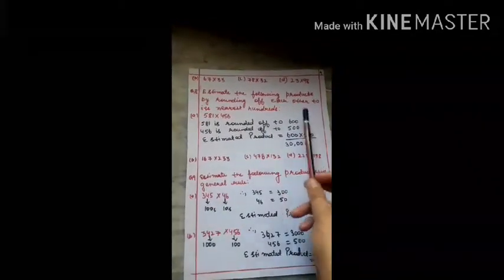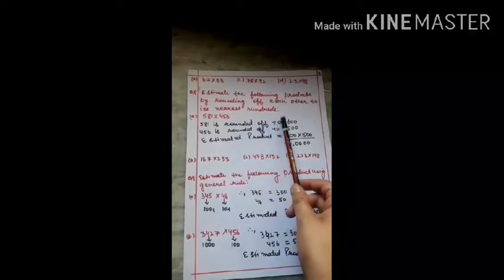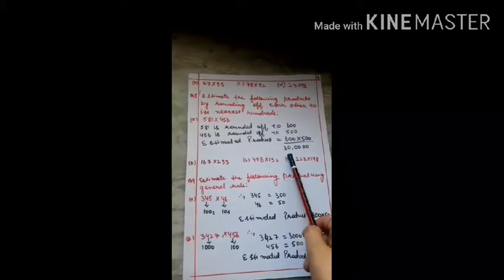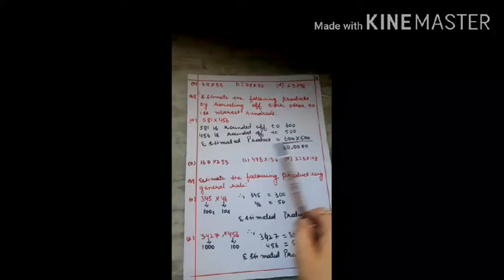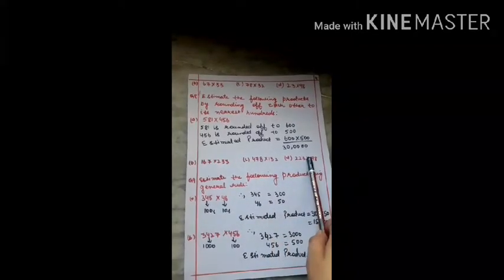Class, next is to estimate the following product by rounding off to the nearest 100. Same procedure you have to follow. It becomes 3 lakh. B, C and D parts will be done by you.